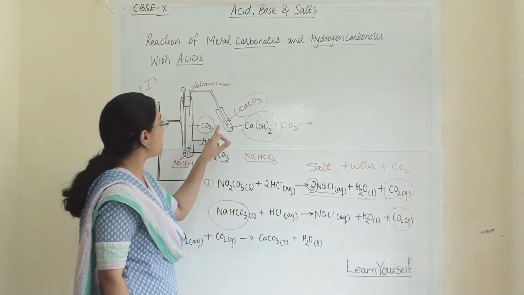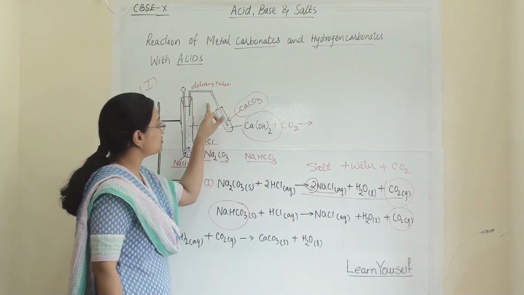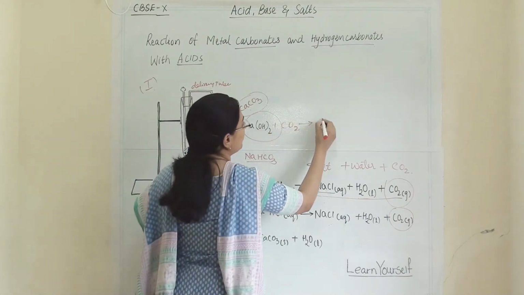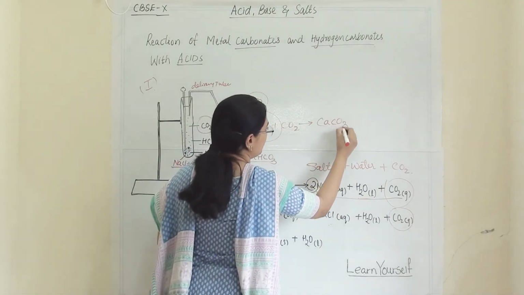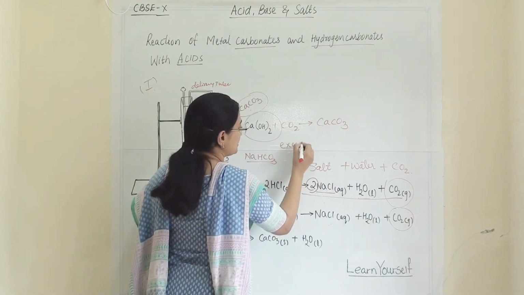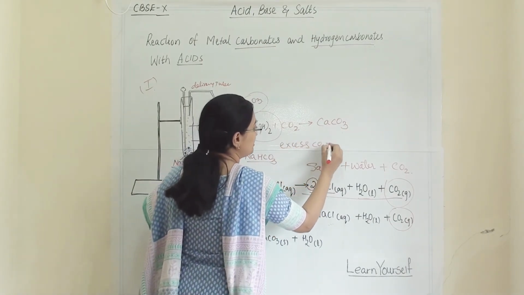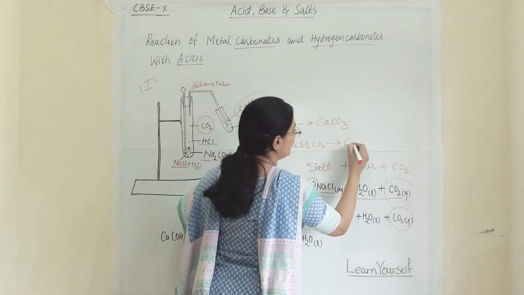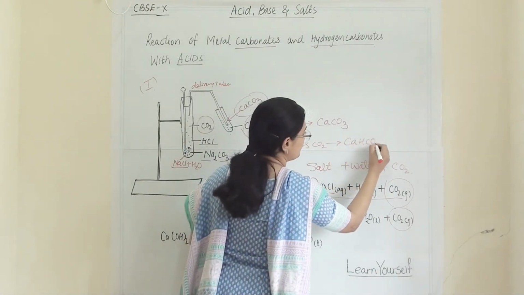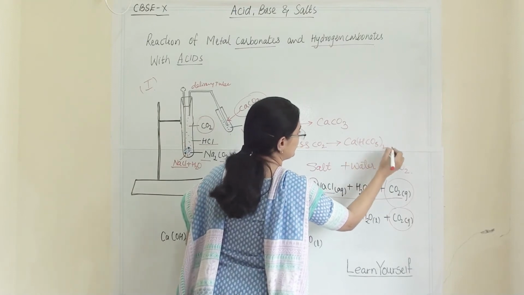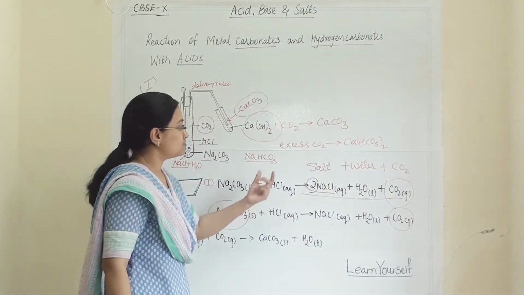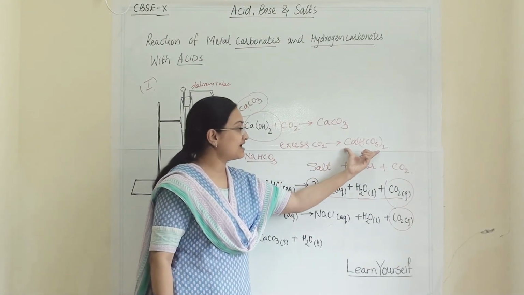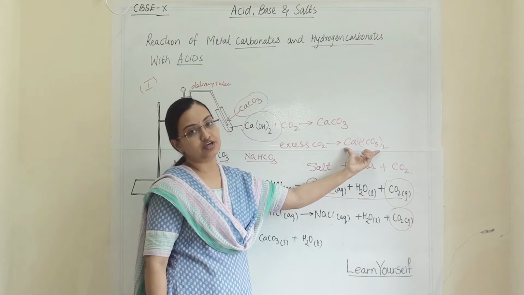If we will pass excess carbon dioxide in this, then we are going to get, earlier we are getting calcium carbonate. If excess carbon dioxide we are passing through this delivery tube into this solution, then we will get Ca(HCO3)2. So when excess carbon dioxide will be there, at that time we will get calcium hydrogen carbonate.